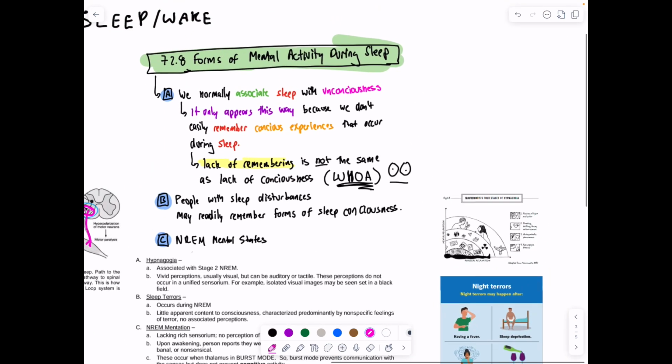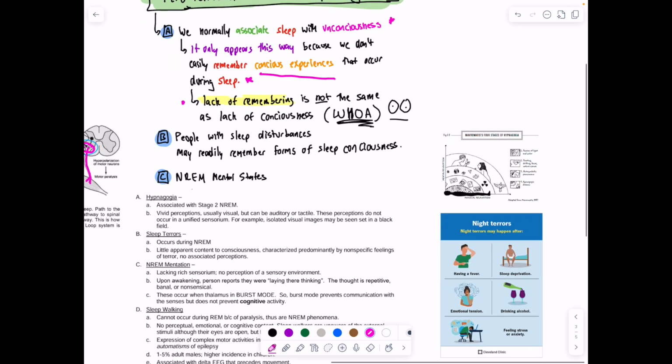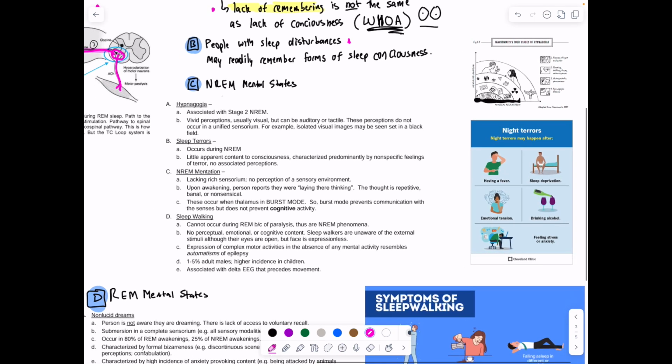All right, so then this was a particularly interesting thought: forms of mental activity during sleep. We normally associate sleep with unconsciousness. However, it only appears this way because we don't easily remember conscious experiences that occur during sleep. What? But lack of remembering is not the same as lack of consciousness. So you can be conscious during sleep, and people with sleep disturbances may readily remember different forms of sleep consciousness. So what are the different forms of sleep consciousness? What are the mental states you can have during REM and non-REM?